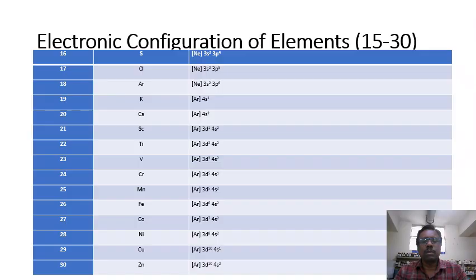For potassium, it starts from the noble gas element argon, and it is 4s1, next 4s2, and the continuity goes like this up to zinc. These are the electronic configurations. In between, we can notice there is an abnormality in the filling of electrons in chromium and copper. This we can see in the next slide.